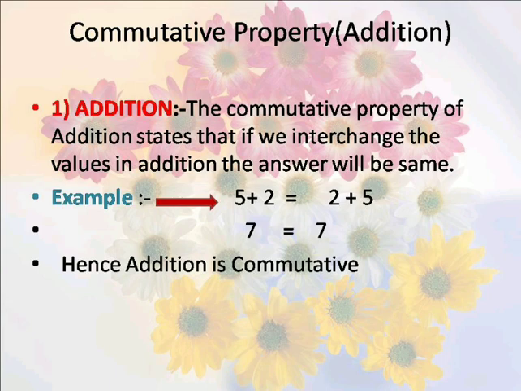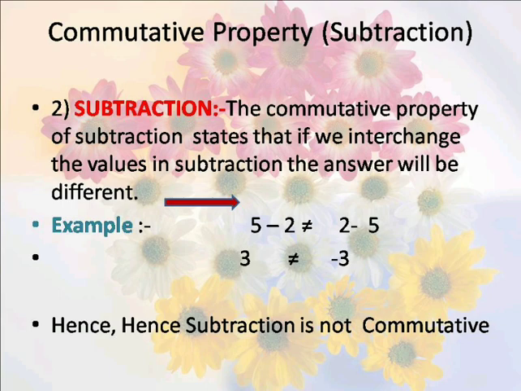Now number 2 is commutative property for subtraction. Commutative property of subtraction says that when we are interchanging the values in subtraction, the answer will be different. Now can you see this example? 5 minus 2 in LHS and 2 minus 5 in RHS. So in LHS, when we are subtracting 5 minus 2, we are getting 3. But in RHS, 2 minus 5, we are getting minus 3. So if we interchange the values in subtraction, we will get different answer. So we can say that subtraction is not commutative.